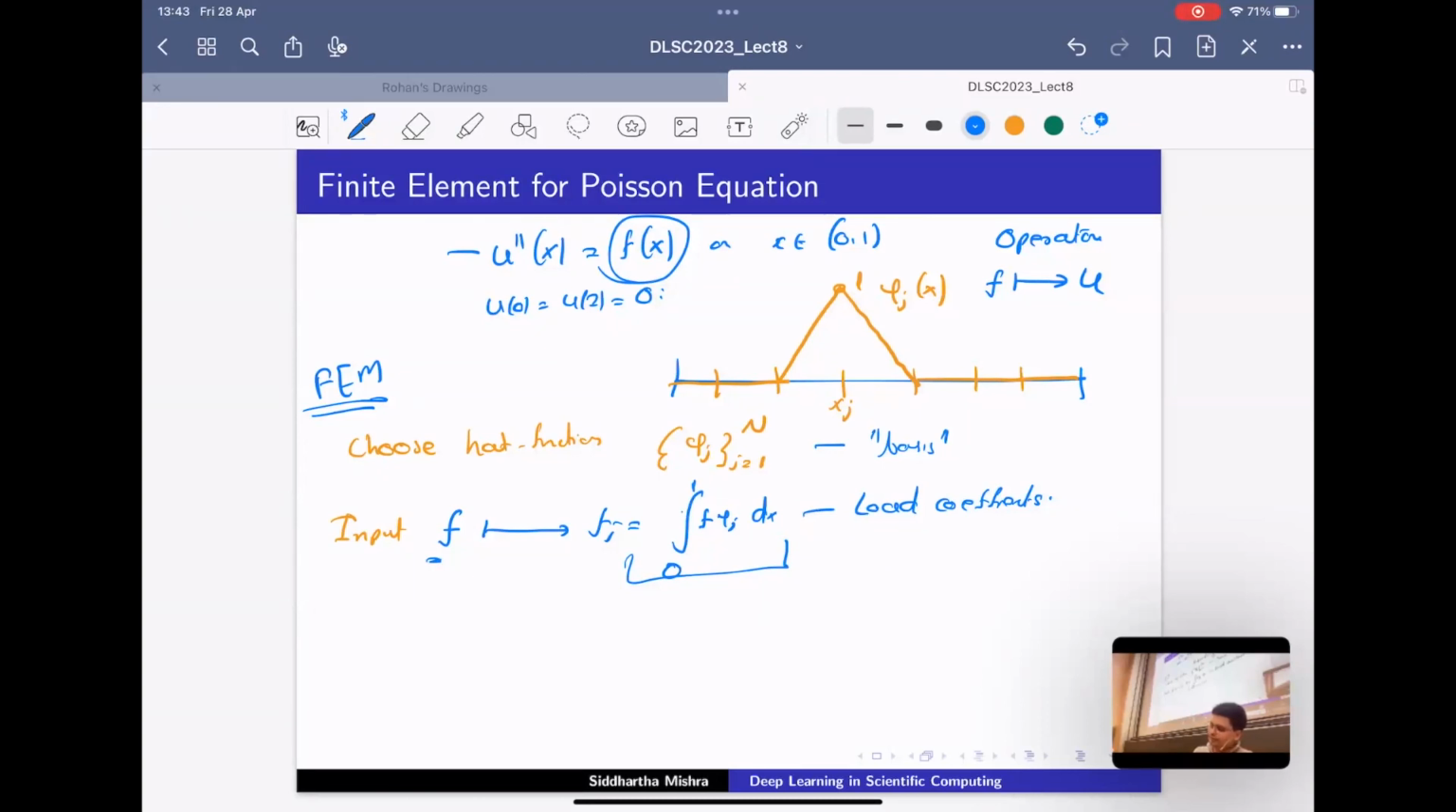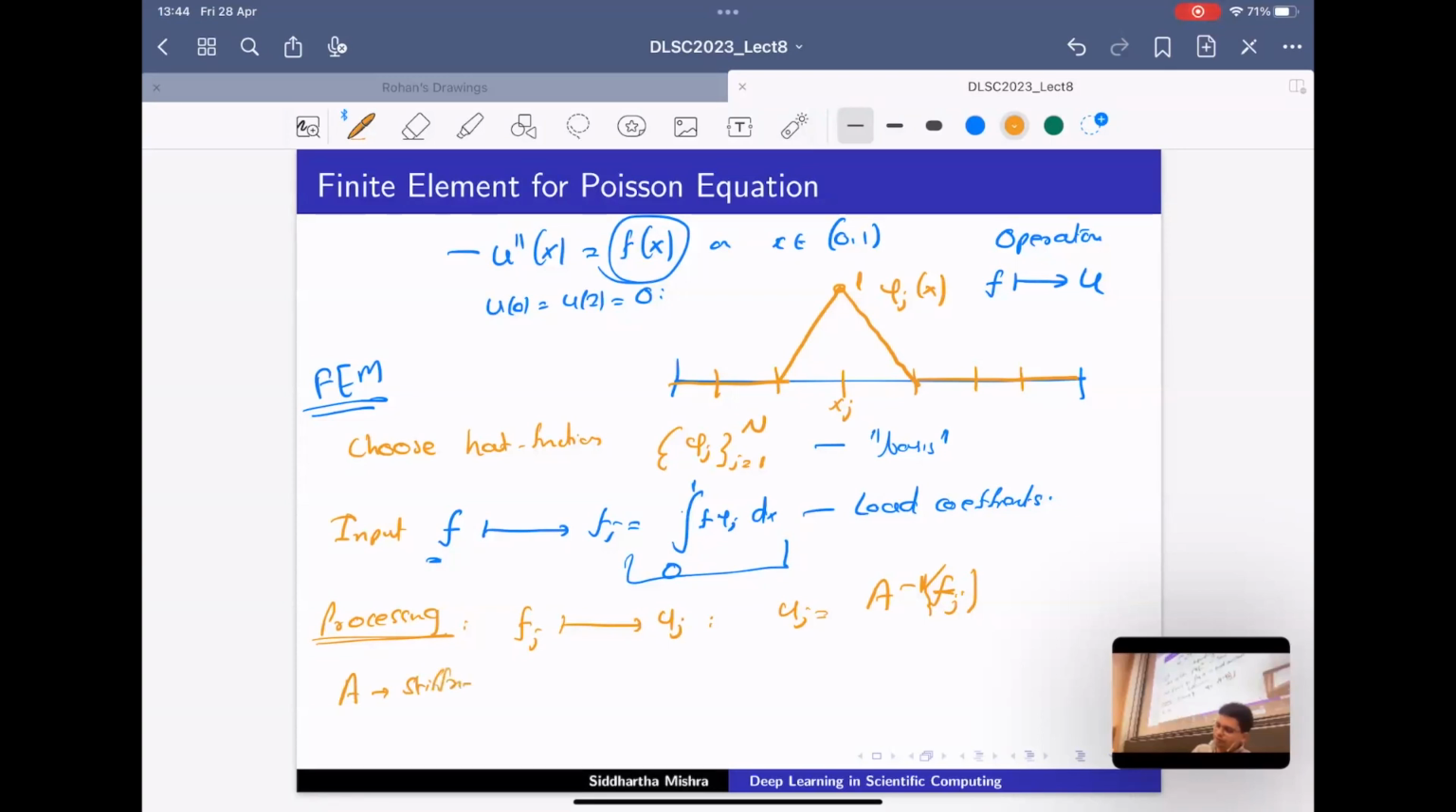So you have this, and then you do some processing. So let me use this number here, processing. And what is the processing? Given f, or given f_j, you find u_j. And what is u_j? u_j is essentially A inverse of f_j. A inverse acting on the vector f_j, and A is what is called the stiffness matrix.